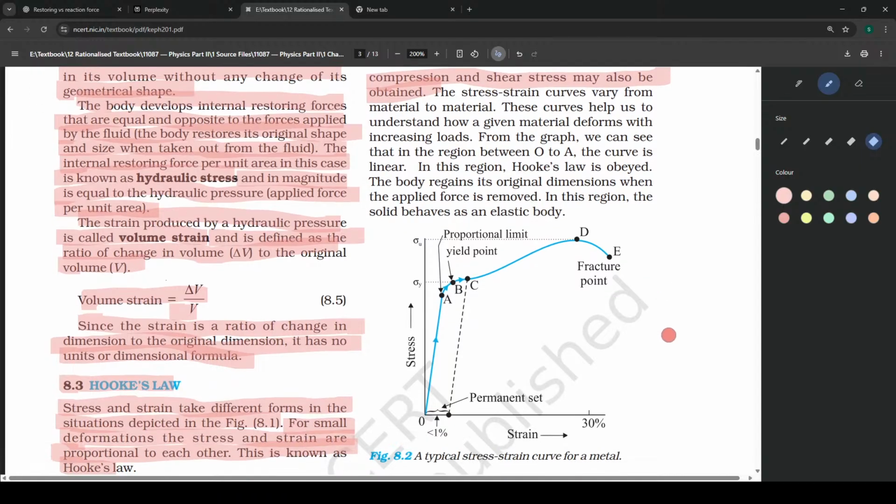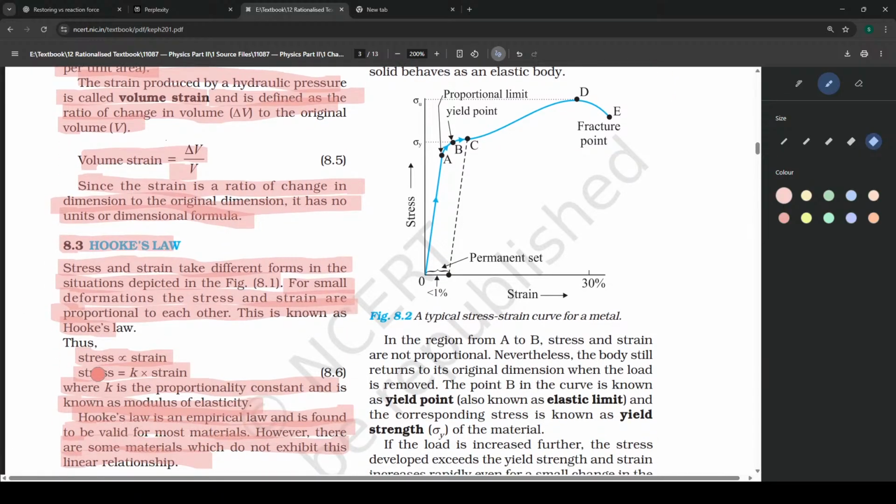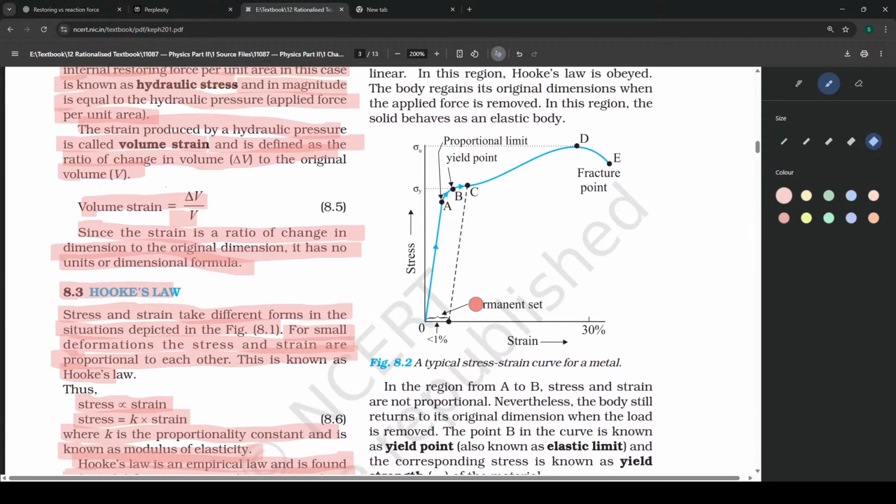Now let's see the stress strain curve for tensile stress. The stress strain curves vary from material to material, depending on the material. These curves help us to understand how a given material deforms with increasing loads. As we increase loads, basically forces, we can understand how much the object deforms with given loads.